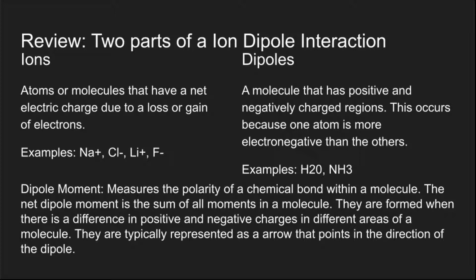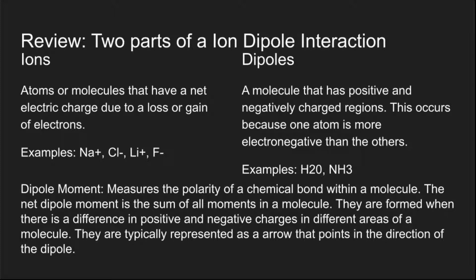Examples include H2O, or water, that has a negative dipole around the oxygen area and a positive dipole around the hydrogen area, or NH3, or ammonia, that has a negative dipole around the nitrogen area and a positive dipole around the hydrogen area.